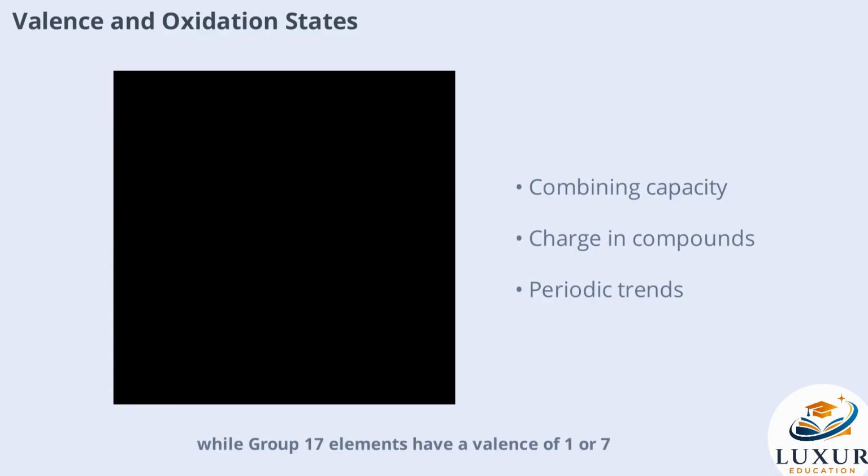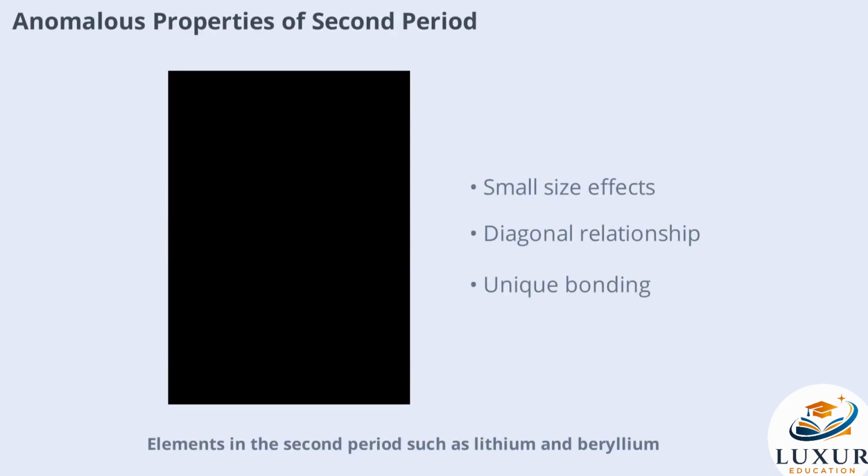or 7. Elements in the second period, such as lithium and beryllium, often show properties different from others in their group. This is due to their small size, high charge-to-radius ratio, and limited number of valence orbitals. These elements can form multiple bonds and have unique chemical behaviors, a phenomenon known as the diagonal relationship.